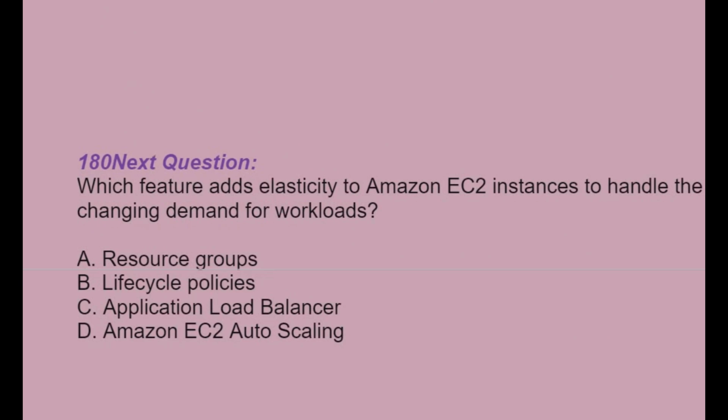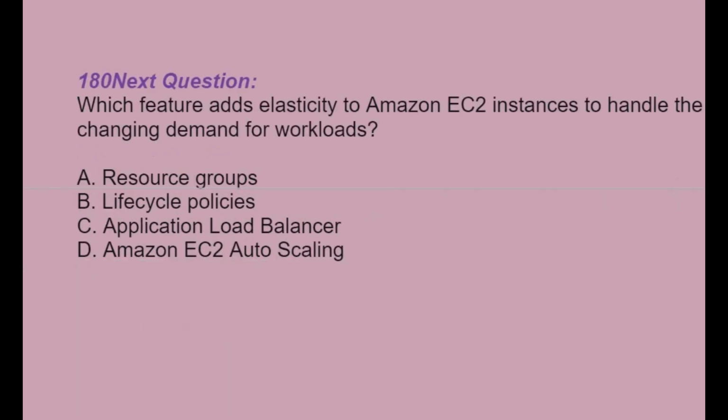Question is, which feature adds elasticity to Amazon EC2 instances to handle the changing demand for workloads? Option A. Resource groups. Option B. Lifecycle policies. Option C. Application load balancer. Option D. Amazon EC2 auto scaling. Correct answer is option D.